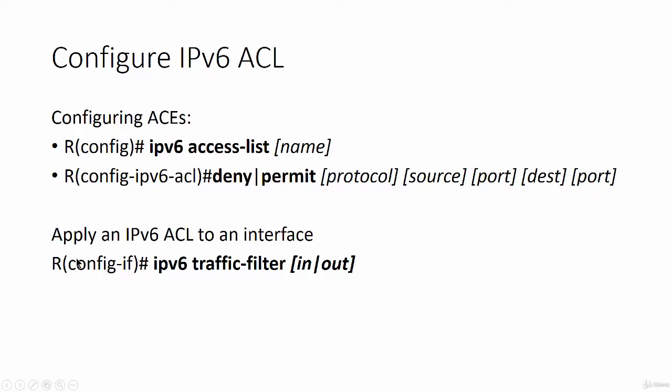To apply an IPv6 ACL to an interface, we use the command in interface mode, ipv6 traffic-filter, followed by the inbound or outbound direction.